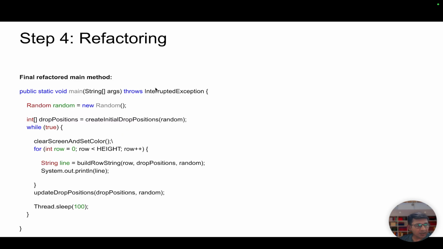Now finally, we look at the final refactored main method. It reads like a narrative. We create the random number generator. We create initial drop positions. Then we loop forever. We clear the screen and set color, render each row by building its string and printing it, update the drop positions for the next frame, and then sleep for a small period of time. Each line clearly states what it does. A developer reading this immediately understands the animation loop structure without needing to dive into implementation details.